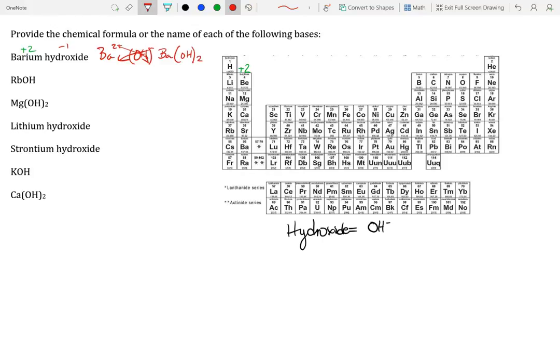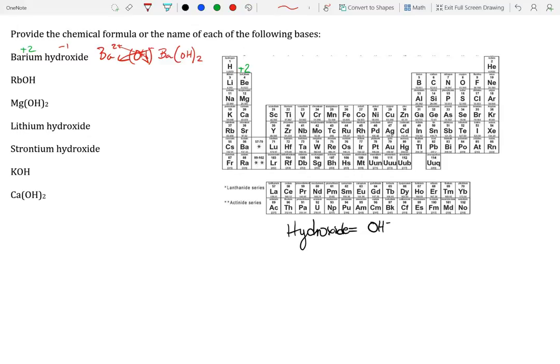Because you can't just say Ba. If you say BaOH2, then you're saying there's barium with some water, which makes no sense as far as I'm concerned. BaOH2 is a completely wrong way to write barium hydroxide. You have to have the parentheses.